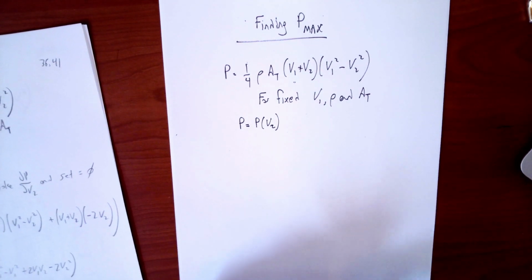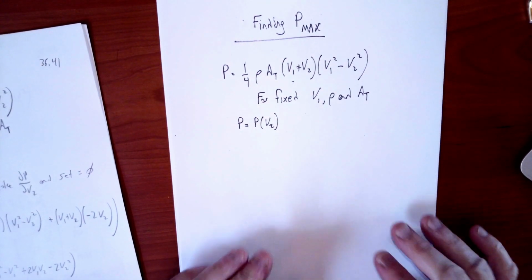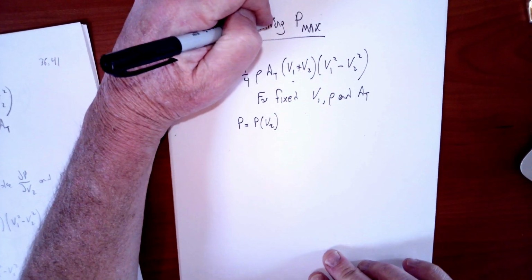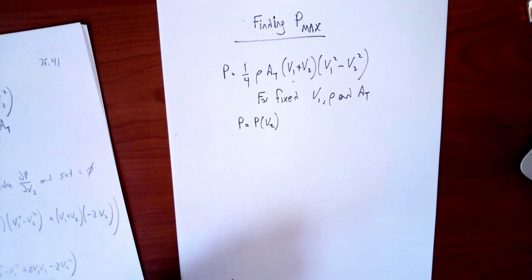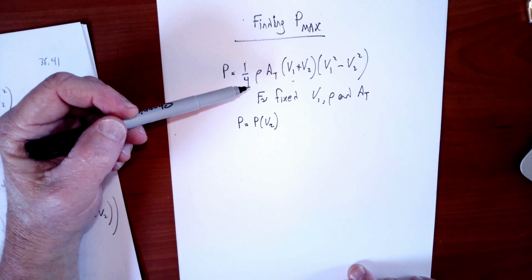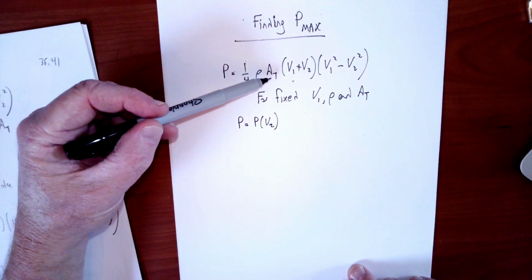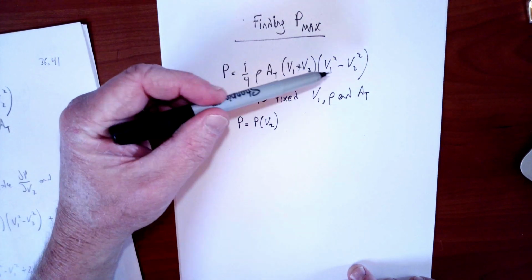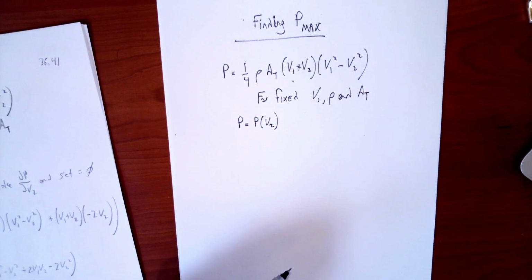So now we're going to try to find the maximum power extraction that we can get with a wind turbine. And we know that the power extraction can be written as 1/4 rho A_T (V1 plus V2) times (V1 squared minus V2 squared). And we showed that if we could design a turbine that stopped the wind so that V2 is equal to 0, we could get 1/4 rho A_T V1 cubed power out of this.